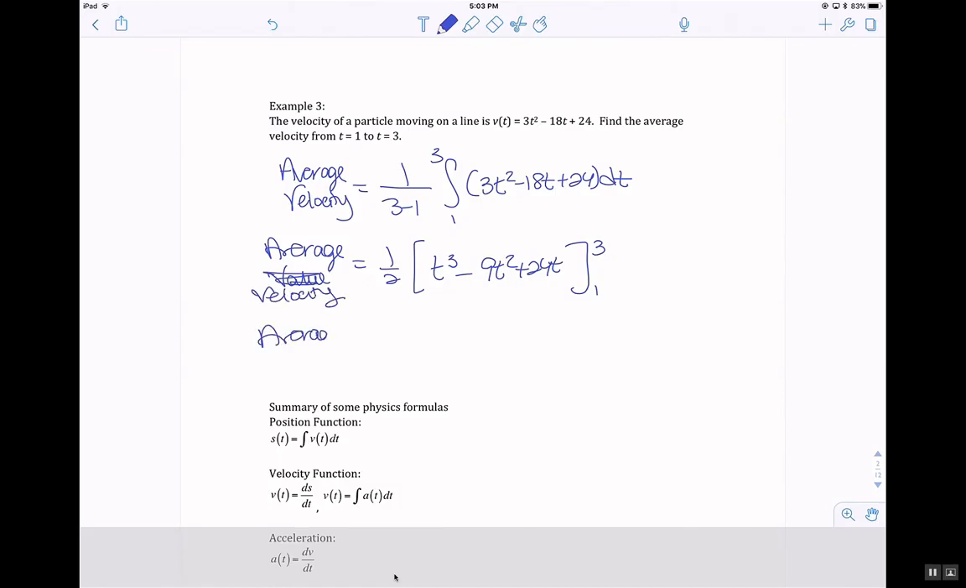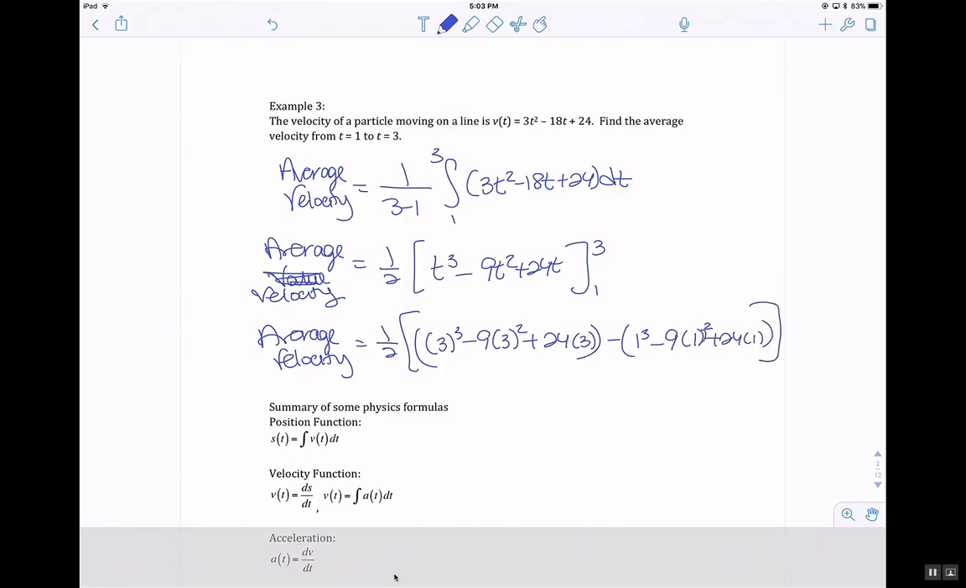So average velocity, 1/2 times 3 cubed minus 9 times 3 squared plus 24 times 3 minus 1 cubed minus 9 times 1 squared plus 24 times 1. So average velocity is equal to 1.